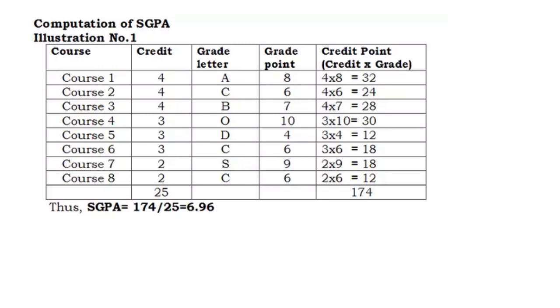If you add all these, the sum of the credit point into grade point, you will get 174. To calculate SGPA, the sum of credit point into grade point of all the subjects from course 1 to course 8 is divided by the total number of credits of all the subjects, from 4 to 2, here 25. So 174 divided by 25, you will get 6.96. This is one of the methods to calculate the SGPA of the first semester.